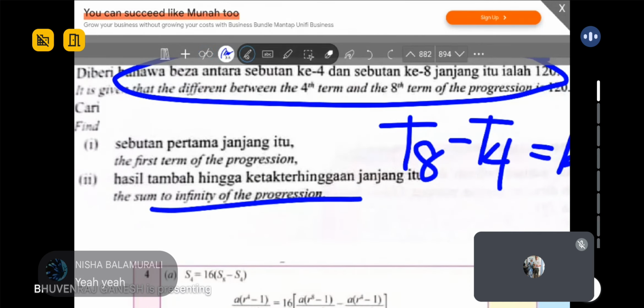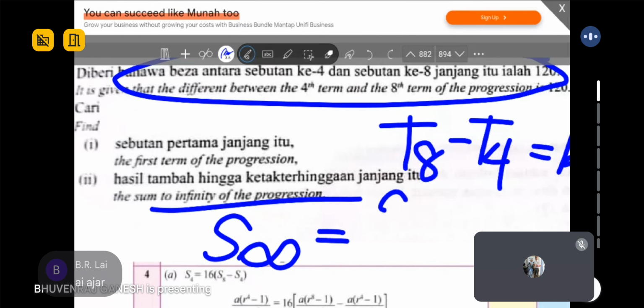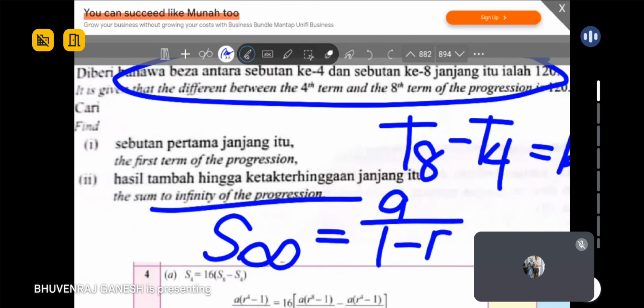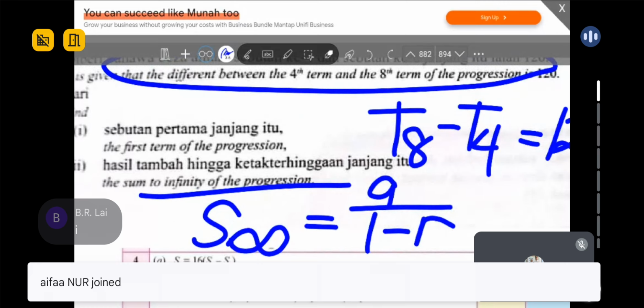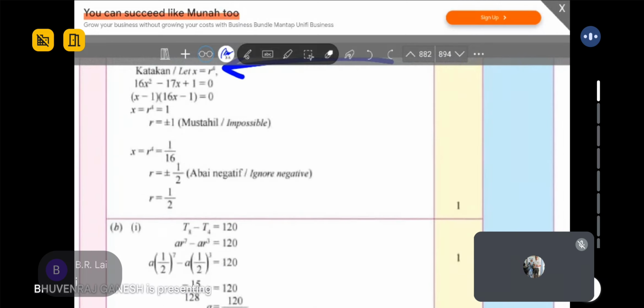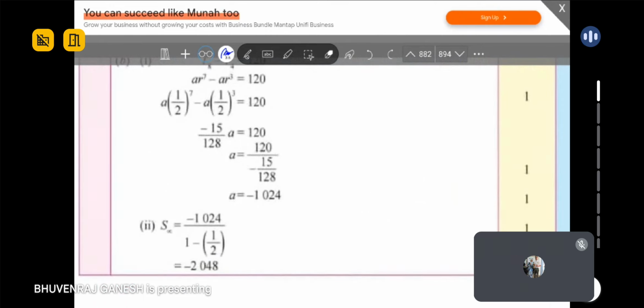Am I right? Yeah. Okay, next question: sum to infinity. So anyone, what is the formula for this? S infinity. Yes, just now I saw one person, a over 1 minus r. Okay, so this is the formula. Rumus dia. So you just substitute the value. Gantikan nilai dia saja. Okay, so this is your final answer.